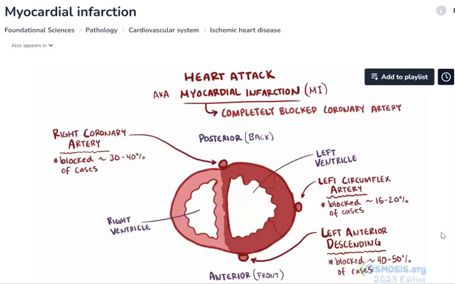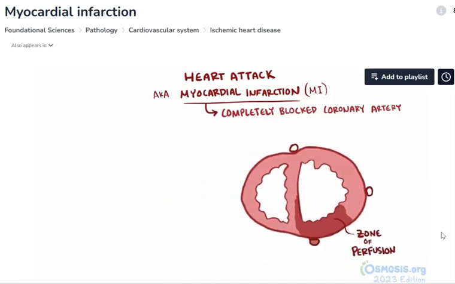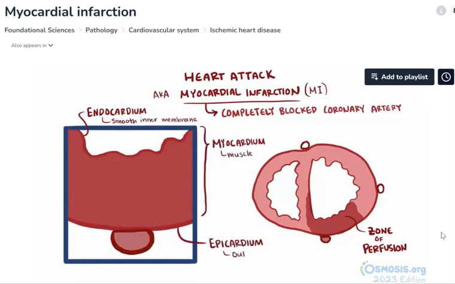Notice that the majority of these areas supply the left ventricle. Most heart attacks therefore involve the left ventricle, where the right ventricle and both atria, the upper chambers, aren't as often affected. Each of these areas is called the artery's zone of perfusion, and if we take a closer look at one of these zones, we'll see that basically you've got the endocardium, which is the smooth membrane on the inside of the heart, and then the myocardium, all the heart muscle, and then the epicardium, the outer surface of the heart, which is where the coronary arteries live.